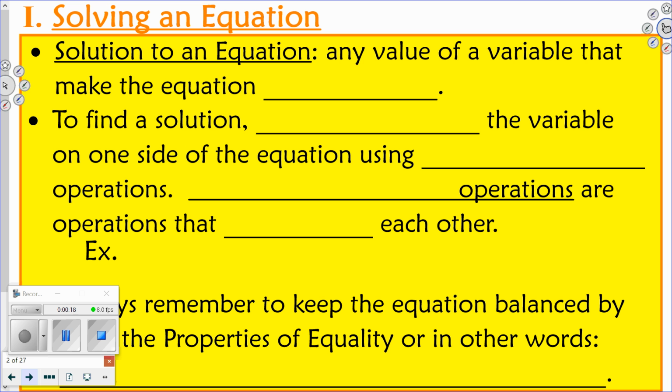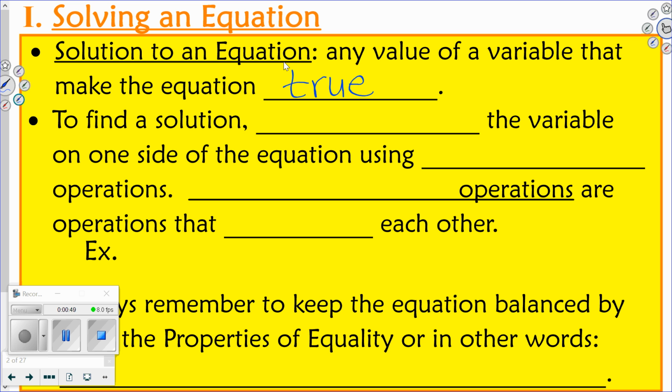So the solution to an equation is any value of a variable that makes the equation what? Yeah, I see where you're going with that. Not the word I was looking for, though. It makes it true. Good, whoever just said that. So it makes the equation true. In other words, if I get an answer and you plug it back in, it actually works, right? It makes it equal. The one side does equal what the other side says. So saying equal is actually correct.